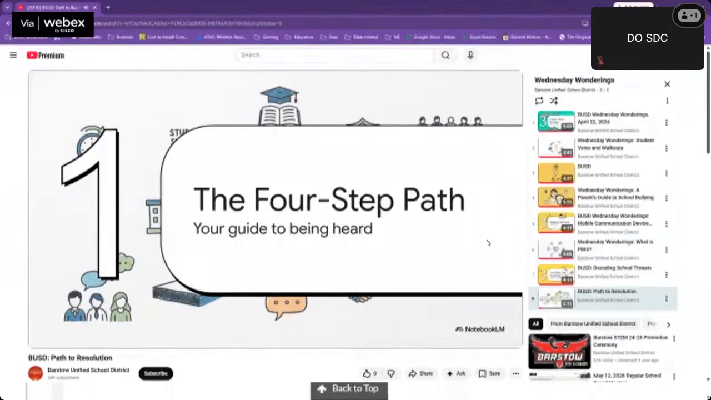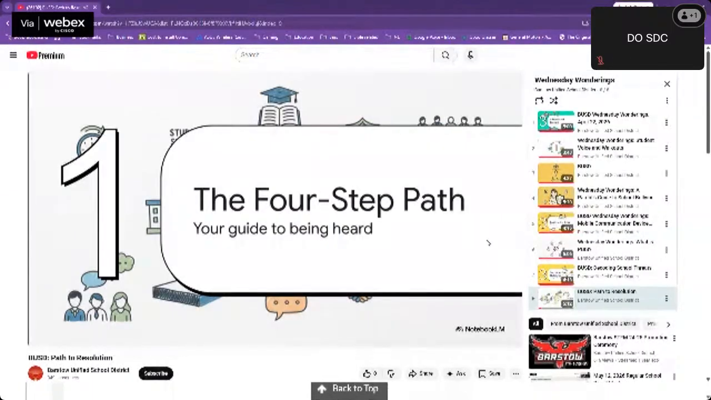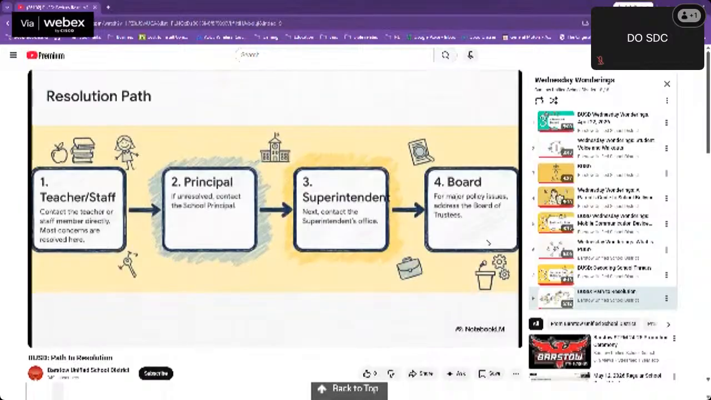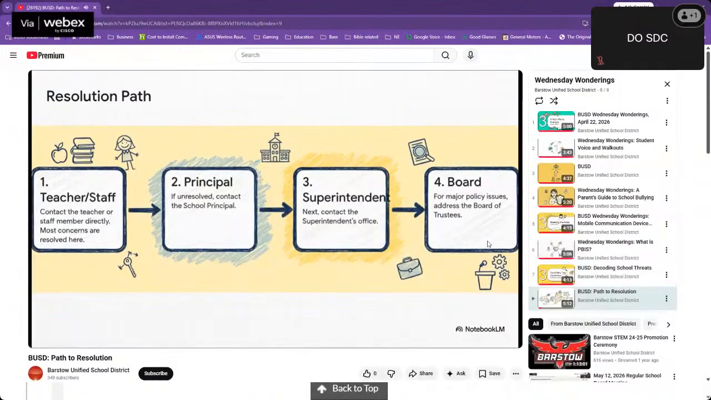Think of it as a simple 4-step guide. It's designed to make sure your voice is heard by the right person at exactly the right time. The whole thing is built on a really logical progression. You always start with the person who's closest to the issue. That's usually the teacher. If you need to, you can then go to the principal, then the superintendent's office, and finally, for those really big picture policy issues, the board of trustees. Let's take a closer look at each step.